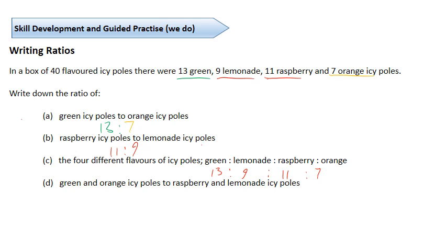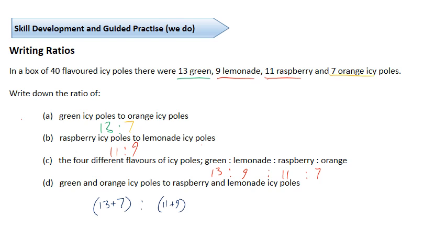And lastly, I want green and orange Icy Poles to raspberry and lemonade Icy Poles. So green and orange is 13 and 7 is to, what do we want? We want raspberry and lemonade. Raspberry is 11 and lemonade is 9.